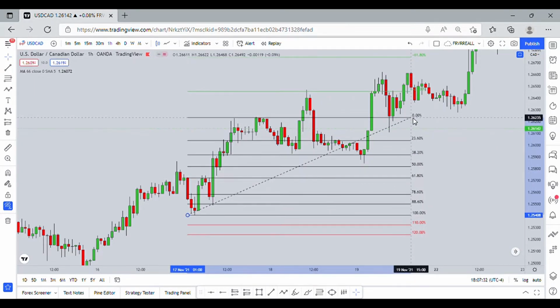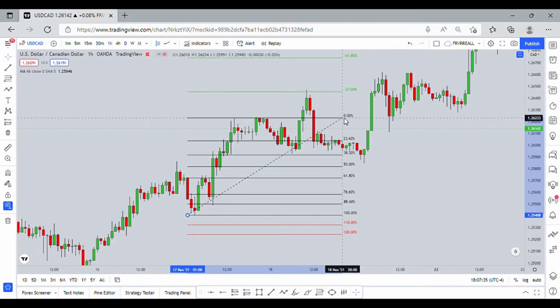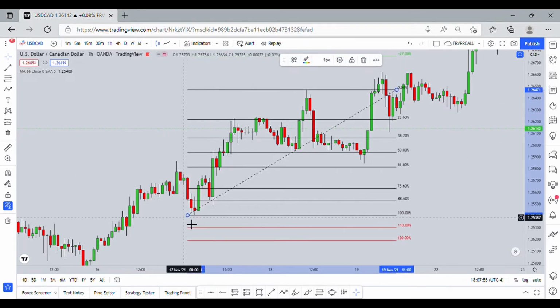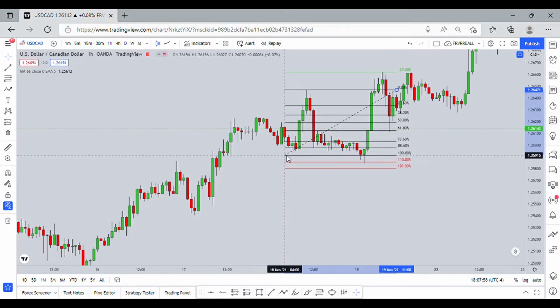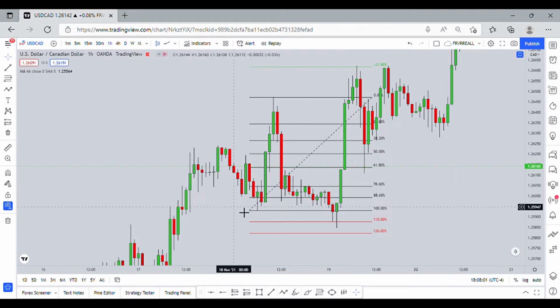So for example, at this level, for this impulsive move, price retraced about 23.6%, close to 38.2% of the impulsive move, right? The price shot up for an impulsive move. But for this impulsive move, price retraced 100% of the entire move. As you can see here, at the 100% line, price got to that level. So this shows you a weak trend, right?